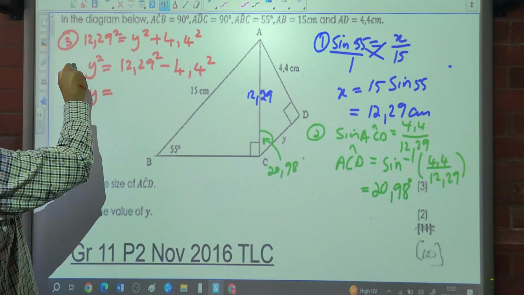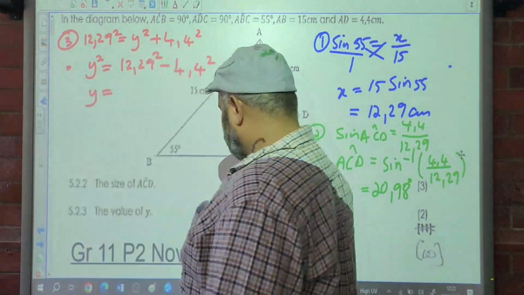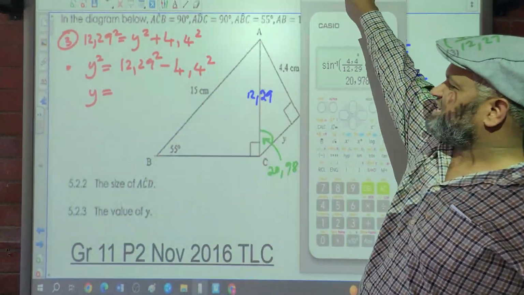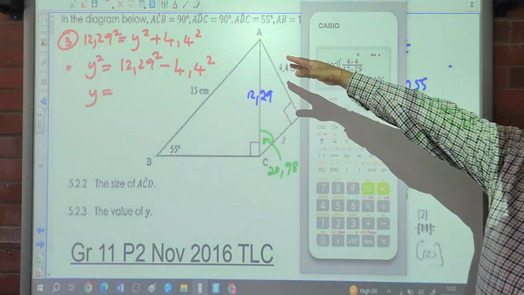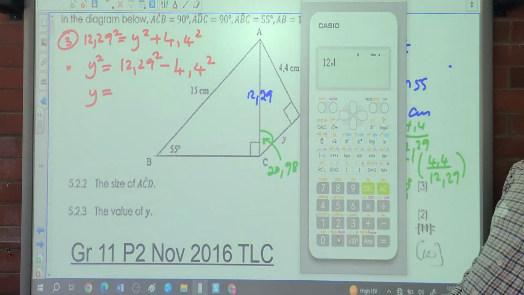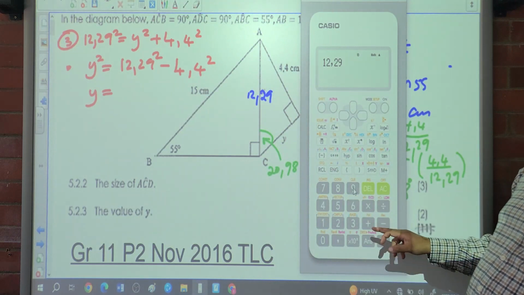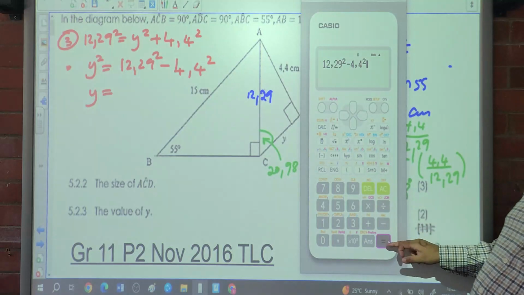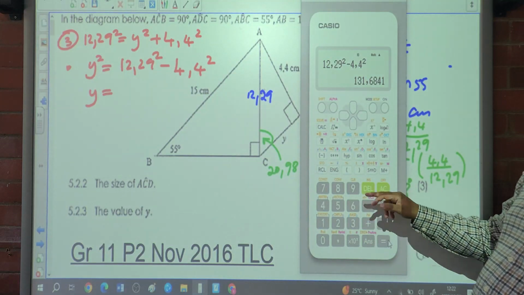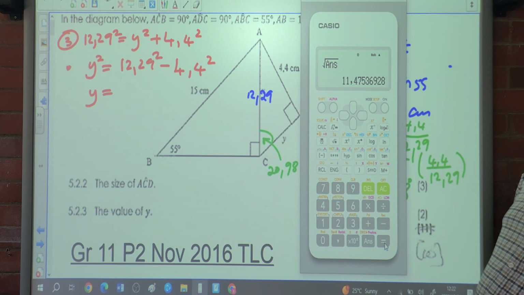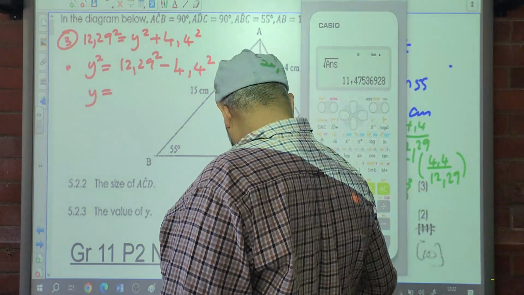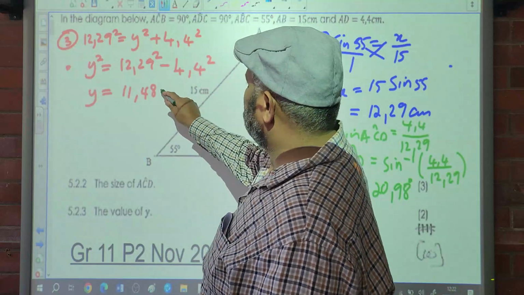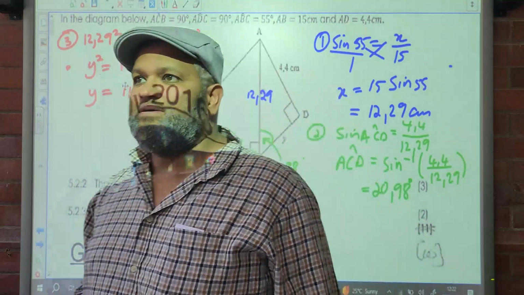Okay. Otherwise, you could have gone straight into that, and also you establish that you are working one of the sides up to the hypotenuse, and you go straight into the minus. There's no problem with that as well. So 12.29 squared minus 4.4 squared. 131.68, the square root thereof gives you 11.4. Okay. Any confusion there? Any questions? No.